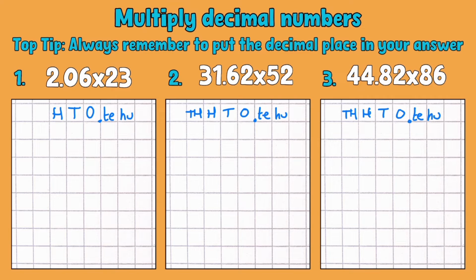Okay, let's get started with our first example, which is 2.06 multiplied by 23. You'll see that I've put my place value headings in there, along with my decimal places before my tens and my hundreds, because it's so important to get these lined up correctly. Right, let's write in my first number, which is 2.06, and we're going to multiply it by 23.